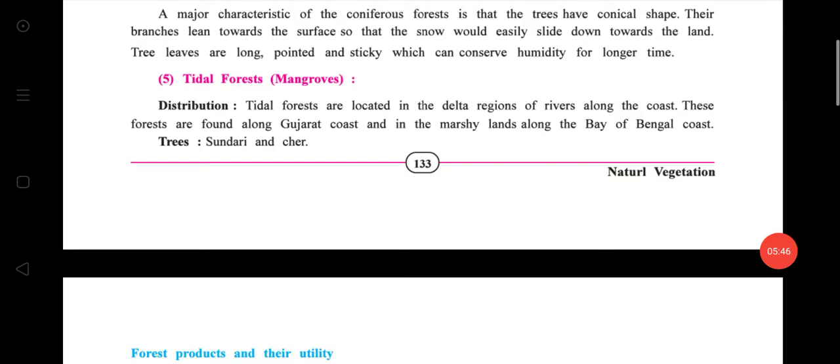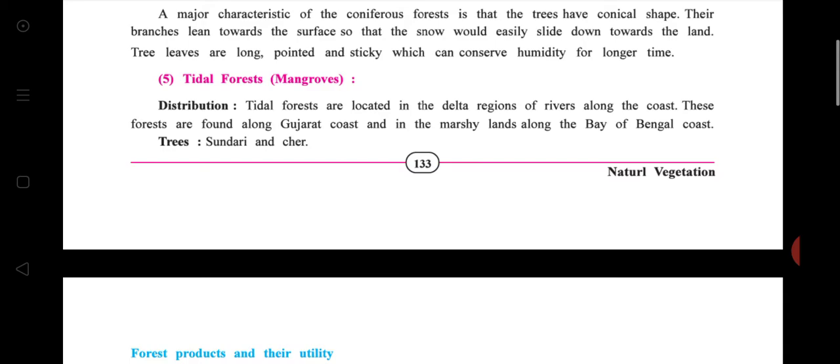Mostly these types of trees have a conical shape and their branches lean towards the surface so that the snow would easily slide down towards the land. As I told you in my last lecture, and we also saw the picture of those trees. I hope you all remember.